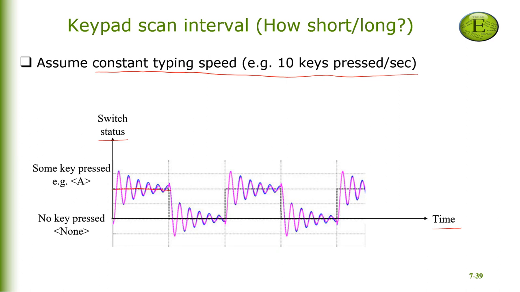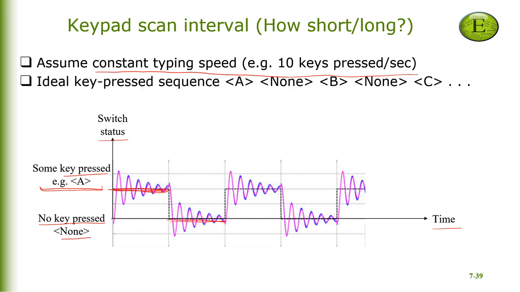One level describes some key pressed, which is to say one of these levels on the waveform. Essentially, this is a two-level waveform. And this high level corresponds to the keypad status saying that some key has been pressed. The low level may correspond to the keypad status where no key has been pressed. And an ideal key press sequence would go like this: a key press, then a silent interval, then the next key press, and then another silent interval, and then the next key press, and so on. And this is consistent with the waveform that we have drawn here.